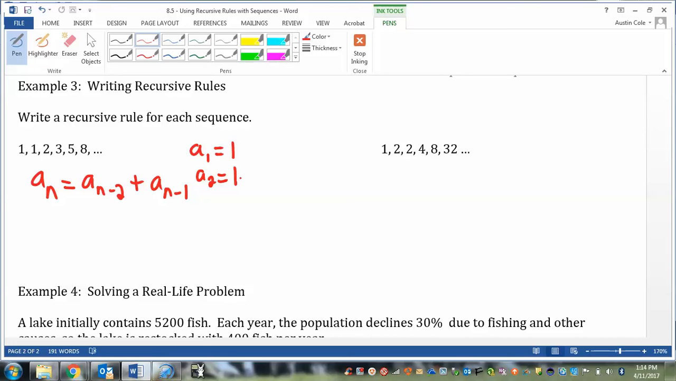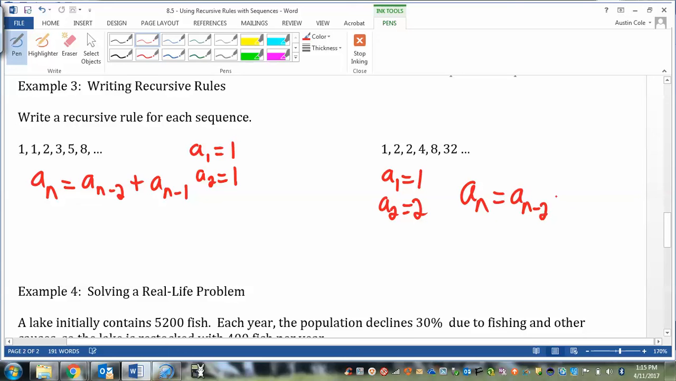What's the next term in that? So I heard geometric, and you're saying 1 times 2 is 2, 2 times 2 is 4, right? So isn't it basically the same thing, except instead of a plus sign, it's a multiplication sign? Yeah, exactly. Okay, our first term is 1. Our second term is 2. And our rule is a sub n equals a sub n minus 2 times a sub n minus 1. 2 terms back times the 1 term back equals the term we're on.